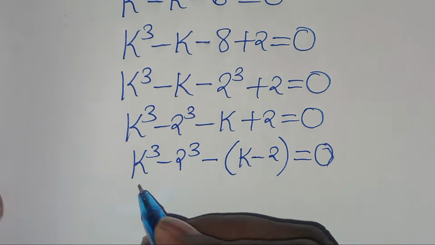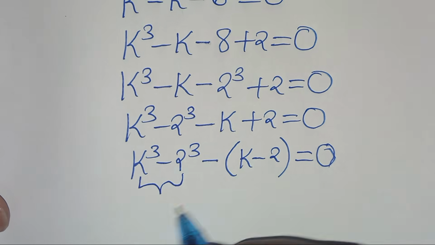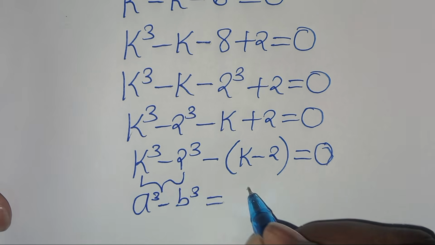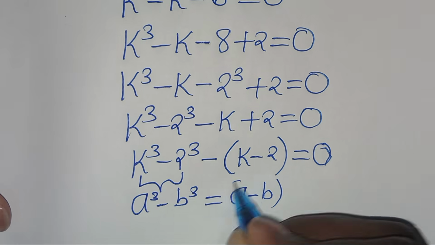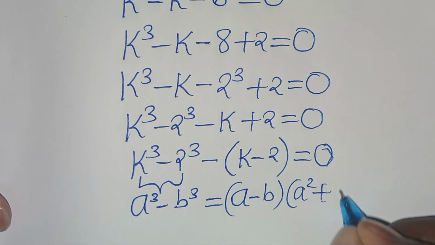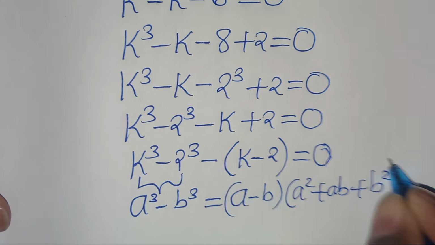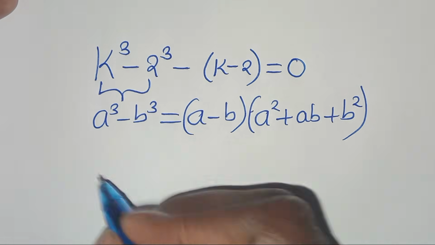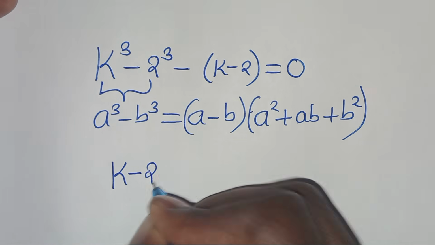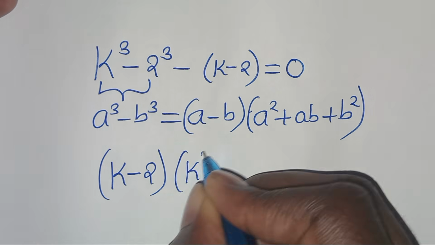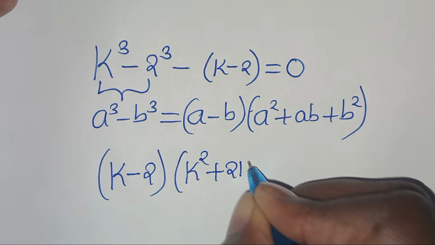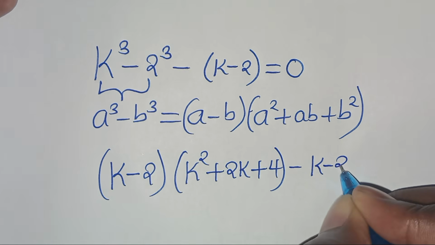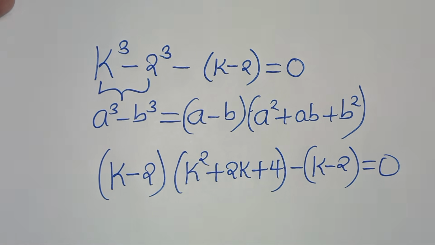Now the next step is that k to the power of 3 minus 2 to the power of 3 is in the form of a to the power of 3 minus b to the power of 3, which can be expressed as a subtract b, a to the power of 2 plus ab plus b to the power of 2. Now applying this identity, here we have k minus 2, times k to the power of 2, then plus 2k plus 2 squared, which is 4, then subtract k subtract 2, this is equal to 0.